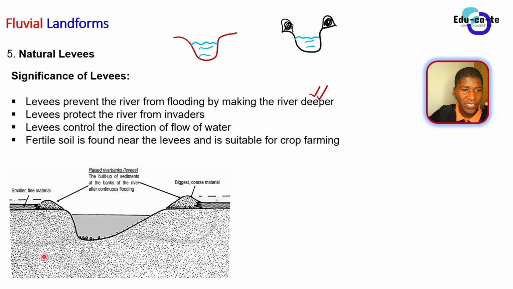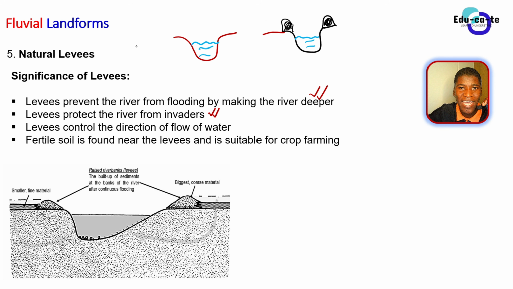The levees also protect the rivers from invaders. So basically, people can invade the river. Not necessarily that you are invading the river, but some people even pollute rivers. They throw stuff into the rivers. But here, because they are raised river banks.